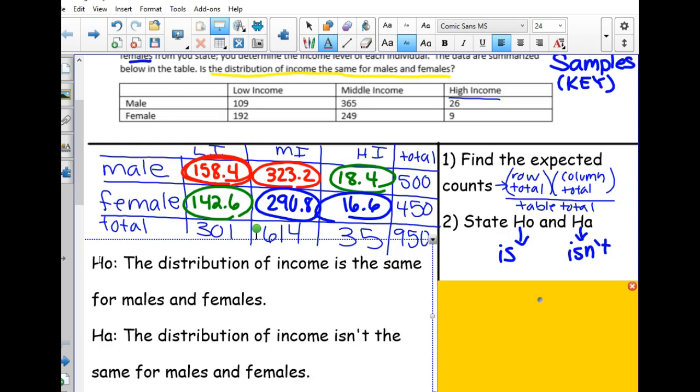Are we okay to move on, or do you need another second? Okay. Female and the same. You could put gender, right? So the distribution of income is the same for gender. It's not the same for the gender? Okay, I just left it at same. But for now, that's fine, but on the test, just make sure you do it.